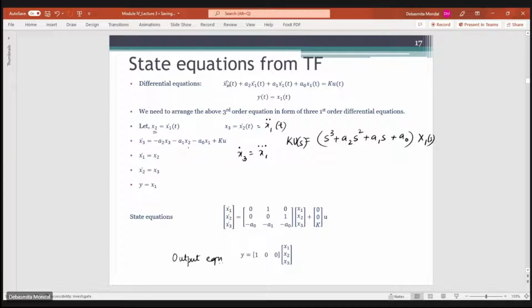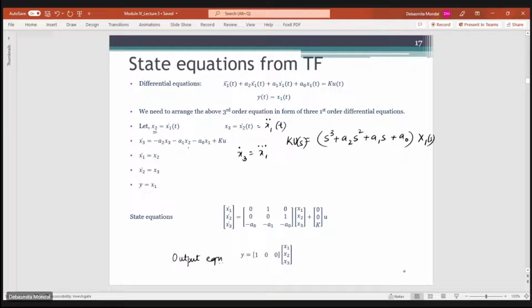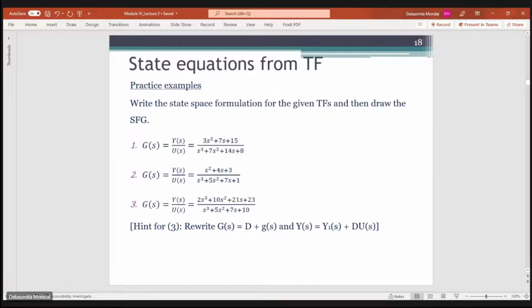Depending on the transfer function which is given, whether your transfer function is strictly proper or not. If your transfer function is not strictly proper, in that case you have to divide it so that you get a term D plus G(s). You have to express the transfer function in this form, and then from there you can write the expression like this. In that way you can find out what the state equations will be if the transfer function of the system is provided to you.